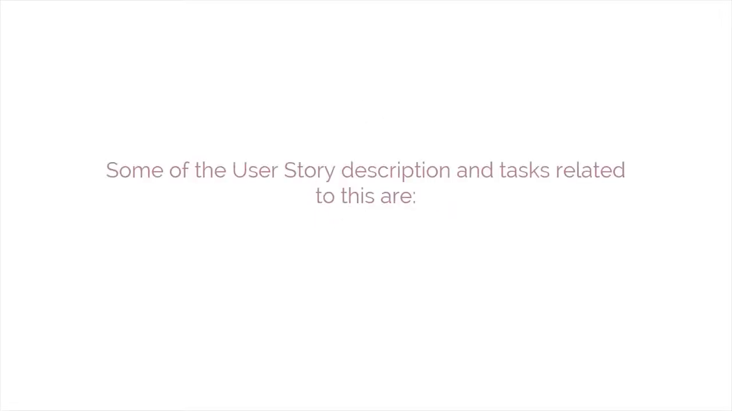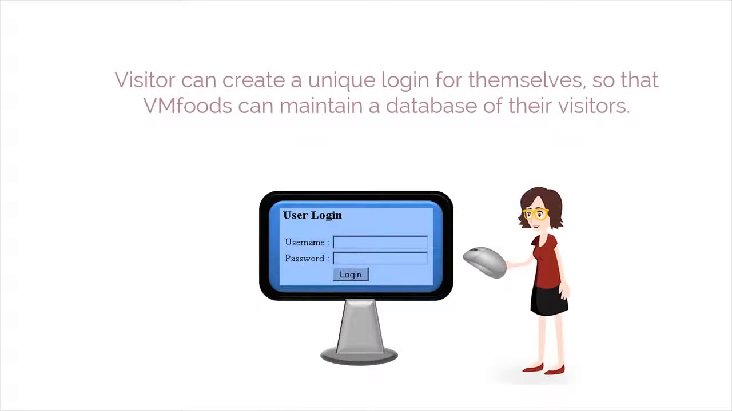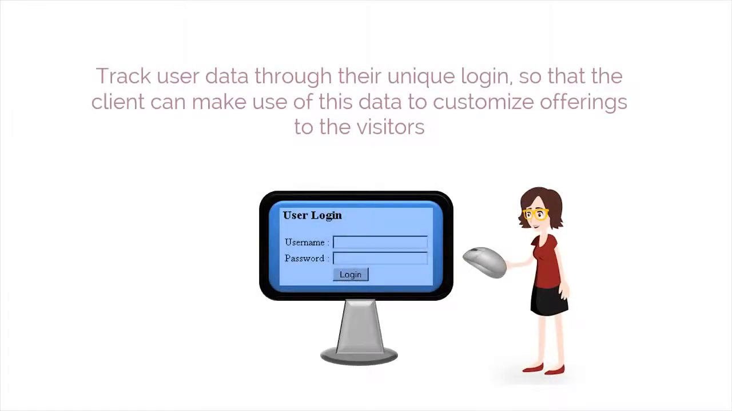Now let us use the table given below, which includes PBIs of the first sprint, and discuss in detail the user stories and the related tasks. Requirements: Login feature. This is the first PBI in the backlog, and some of the user story descriptions and tasks related to this are: as a customer, I would like the website to have a feature through which the visitor can create a unique login for themselves, so that VM Foods can maintain a database of their visitors. As a web developer, I would like to track user data through their unique login, so that the client can make use of this data to customize offerings to the visitors.